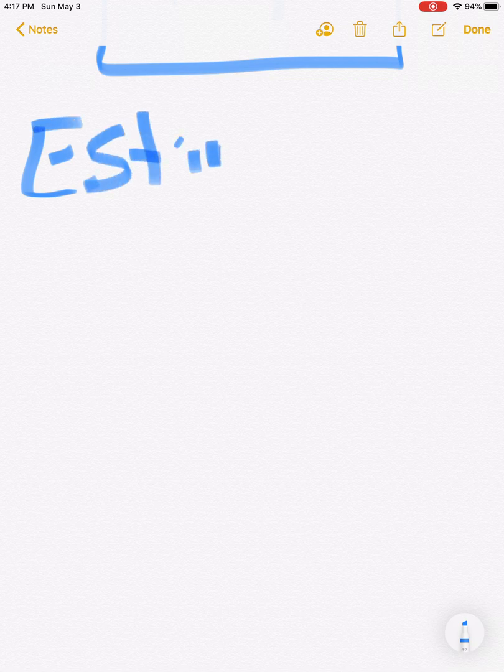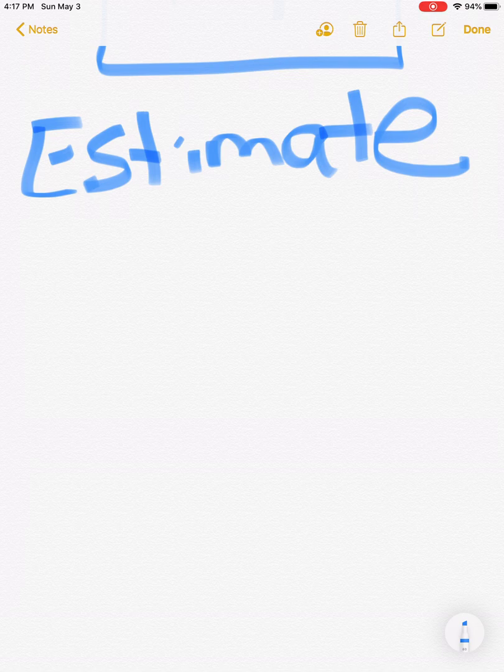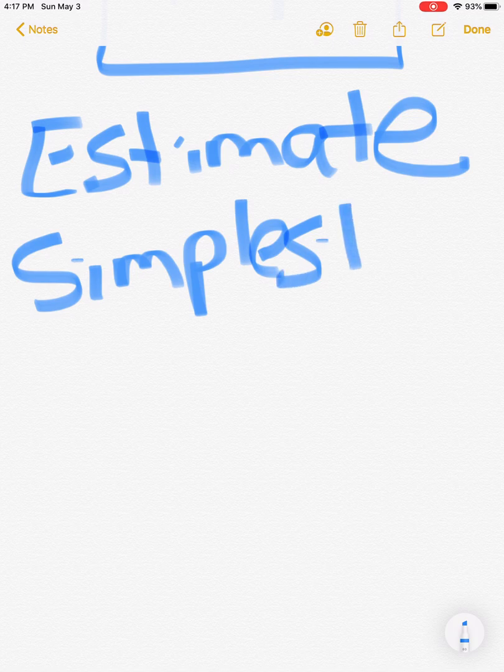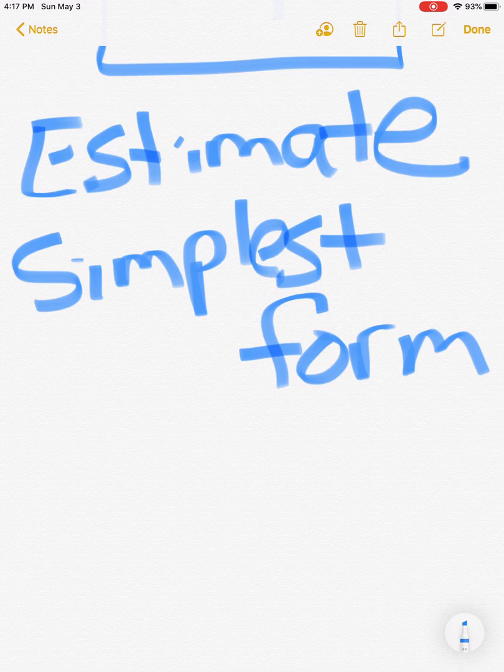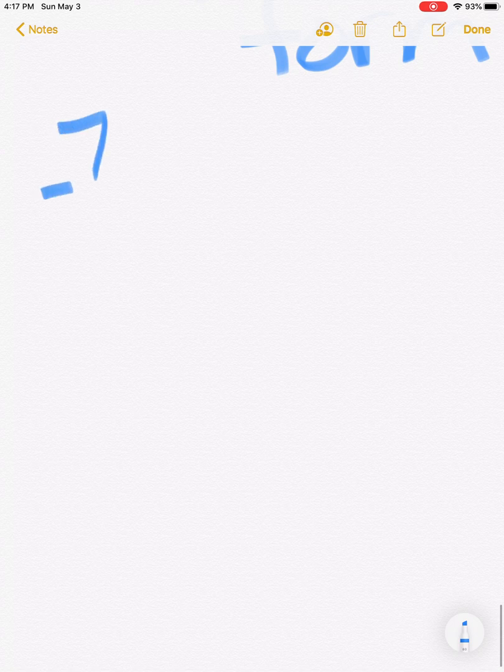In the next section, you're going to be estimating. They want you to estimate before you subtract. And please don't forget to put it in simplest form. Now, some of you, when they say estimate, that's all you're doing. That is not correct. If they ask you to estimate, they also want you to actually get the actual answer. So let's do one. 7/9 minus 1/6.